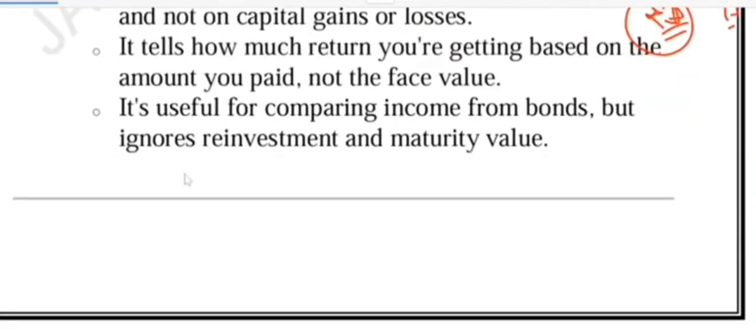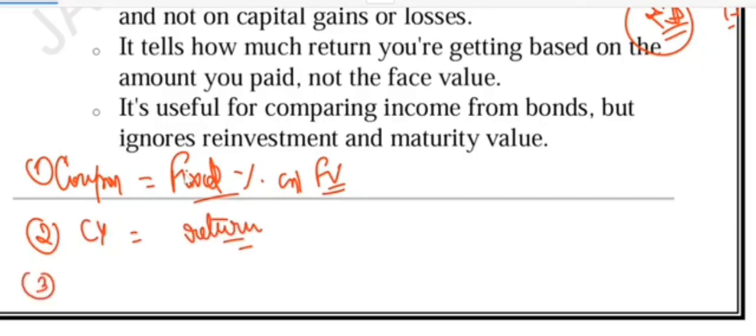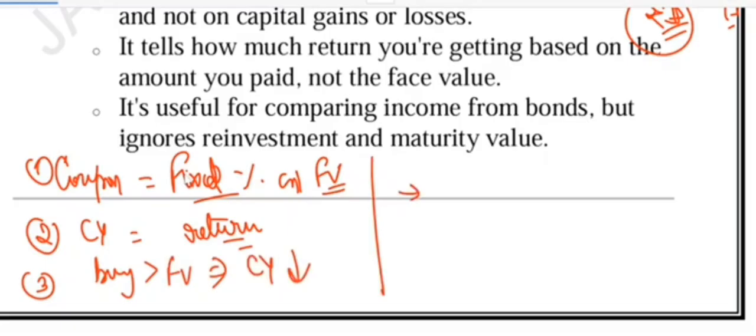So what we learned from this question is, first of all, you must understand what a coupon is. Coupon is the fixed percentage on face value. This is the first point. The second point we talked about is the current yield. What is the current yield? Current yield is the return based on purchase price. Now one more thing: if you buy above face value, what will happen? Your current yield will go down. As you can see, in this case, current yield goes down to 8.57% because you bought above face value.